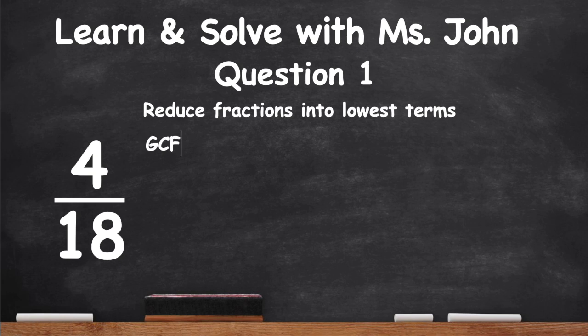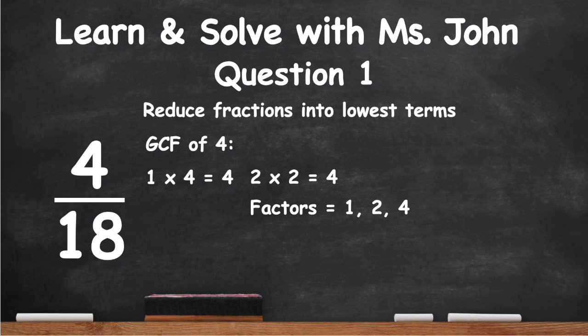So the factors of 4: 1 times 4 equals 4, and 2 times 2 equals 4. So the factors are 1, 2, and 4. Remember, finding factors is like asking what times what equals that number. So again, for 18, what times what equals 18?